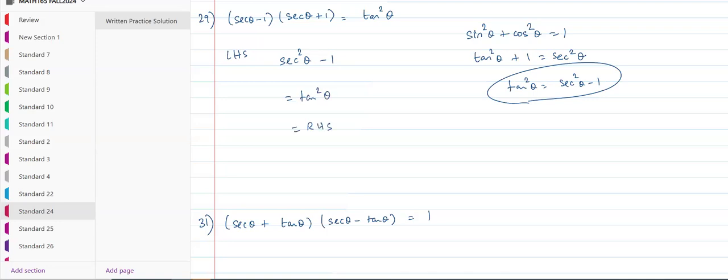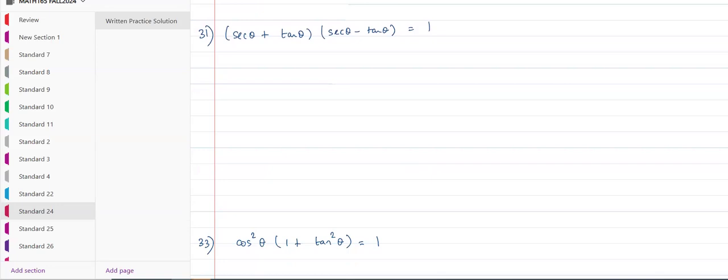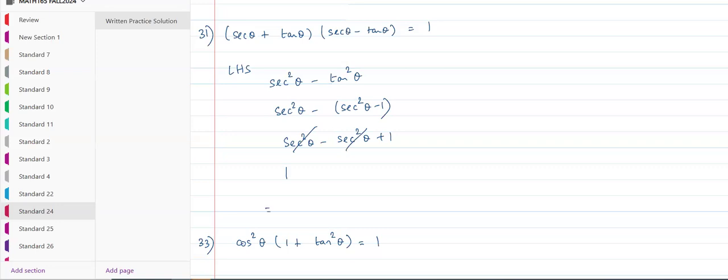Okay. A plus B times A minus B is A squared minus B squared. So my left-hand side is just secant squared minus tan squared. I already know that tan squared is secant squared minus 1. Distribute the negative sign. This gets cancelled away, giving you 1. And that is the right-hand side.